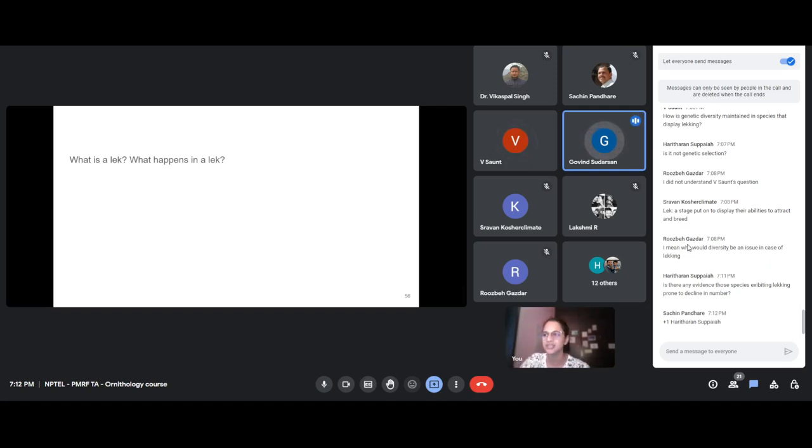I see something in the chat. Is there any evidence? One second, Govind. Is there any evidence those species exhibiting lekking are prone to decline in number? Is this based on not having sites to lek, or is this based on decline in genetic diversity or whatever? I do want to know both the site availability of habitat. I'm not sure. I don't have answers, but I want to know what the question is.